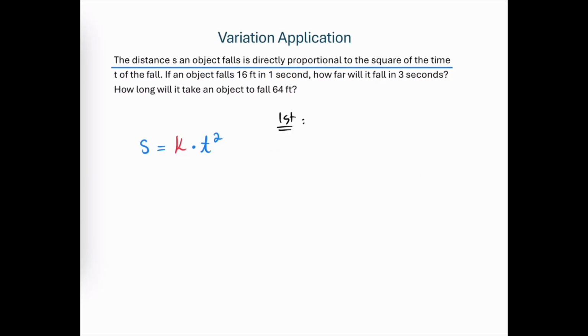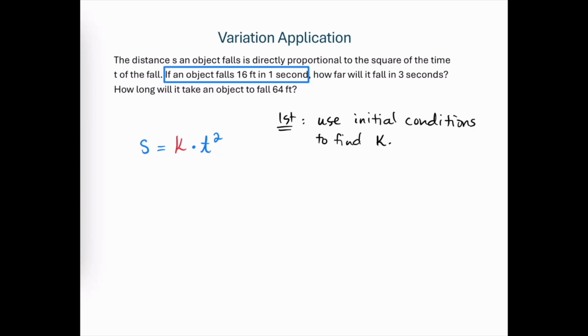and t. But the first thing that we want to do is use the given initial conditions to find the value of k. So going back into the given information, we see this phrase here that says that an object falls 16 feet in 1 second. So this is the initial condition that can be used to find the value of k.